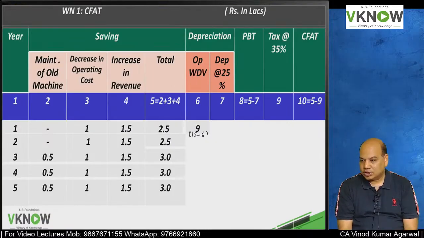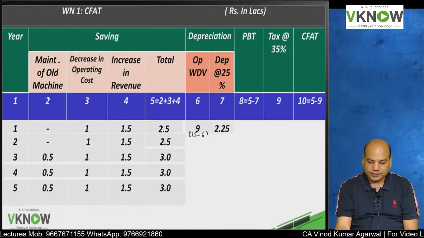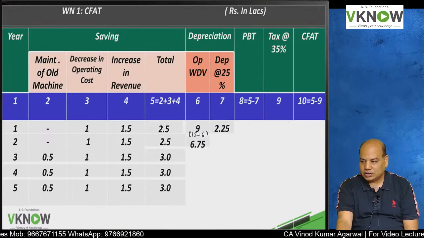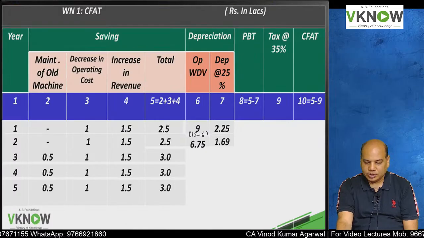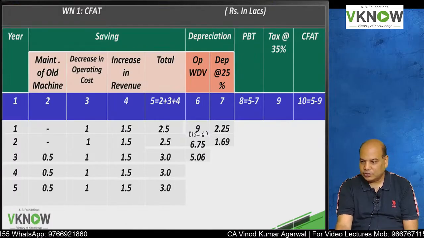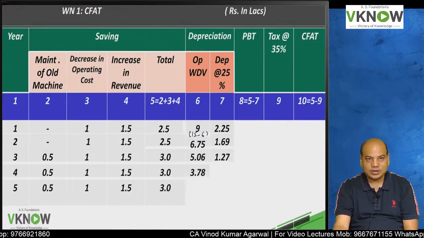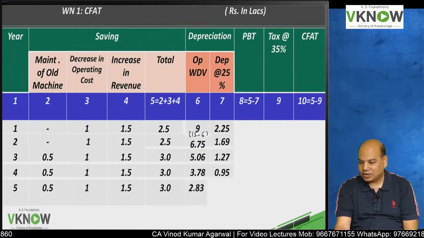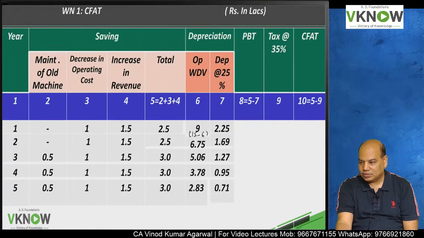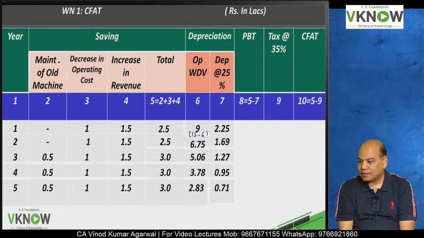Okay, now we'll continue. 9 into 25% is 2.25. Next year opening balance 6.75 into 25%, 1.69, 5.09, 1.27, 3.78, 0.95, 2.83, 0.71. Check the answer now. Depreciation column is right.